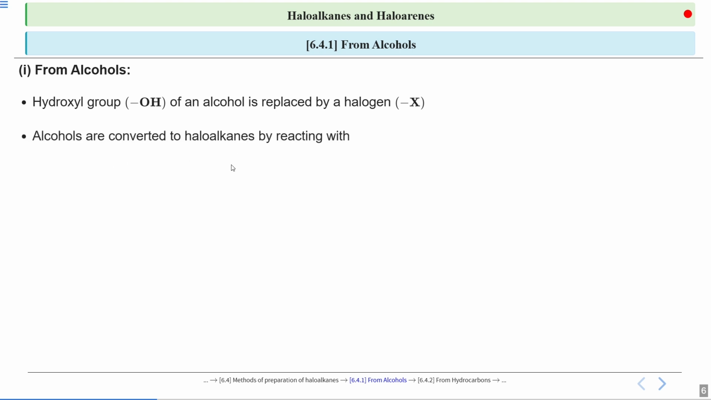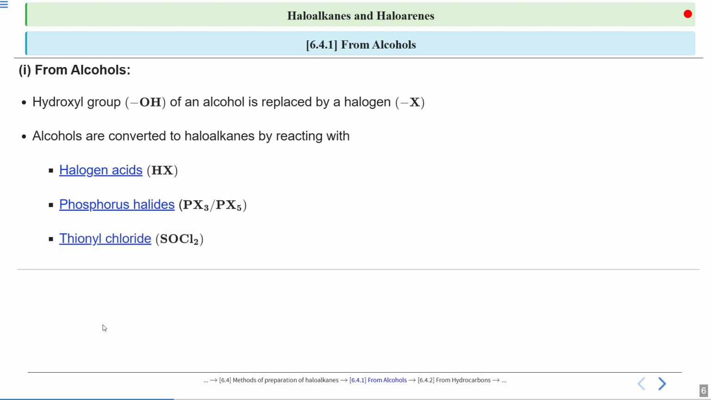Alcohols are converted to haloalkanes by reacting with, first of all, the halogen acid, or you can say hydrogen halide, right? Second, you can also treat the alcohol with the phosphorus halides, PX3 or PX5, in both the tri or penta halide form, to form the haloalkanes.